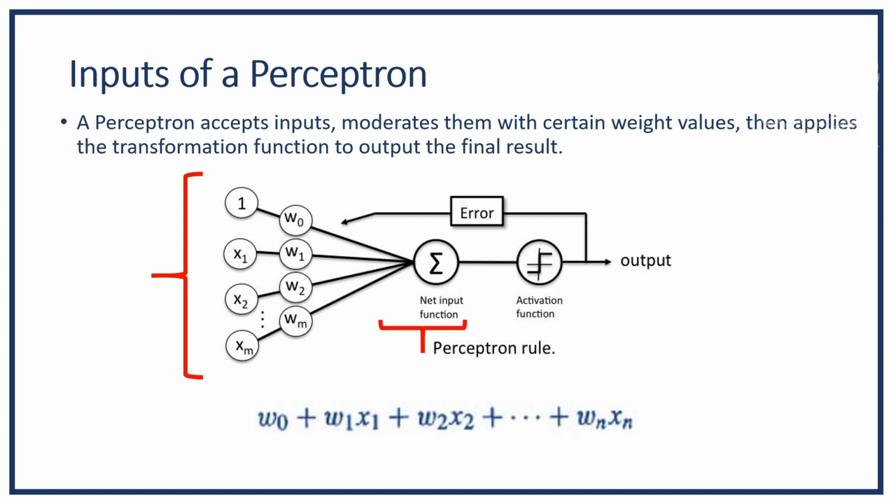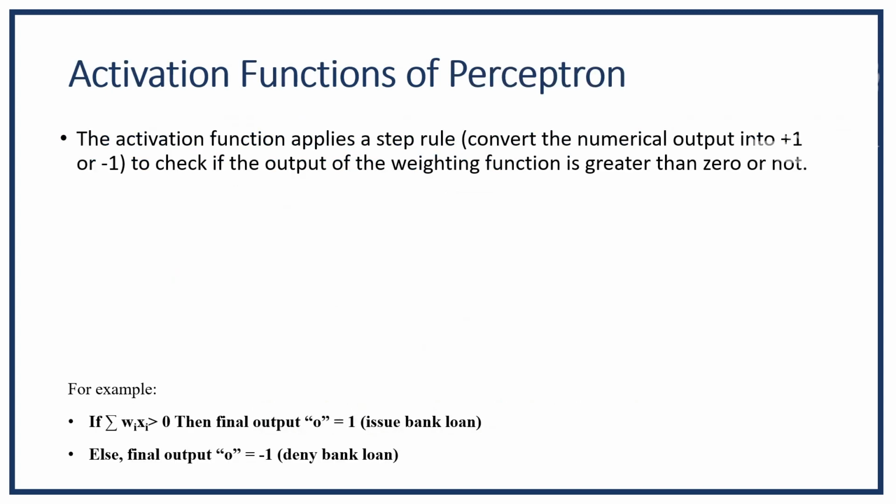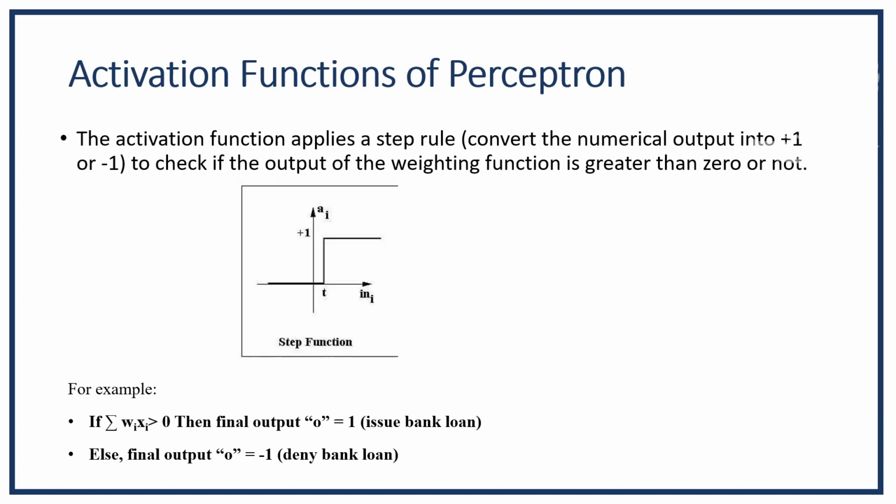The activation function applies a step rule which converts the numerical output into +1 or -1 to check if the output of the weighting function is greater than 0 or not. For example, if summation wi xi is greater than 0, then final output O is equal to 1. That is when you can issue the bank loan. Else, final output O is minus 1, which means that you deny the bank loan.